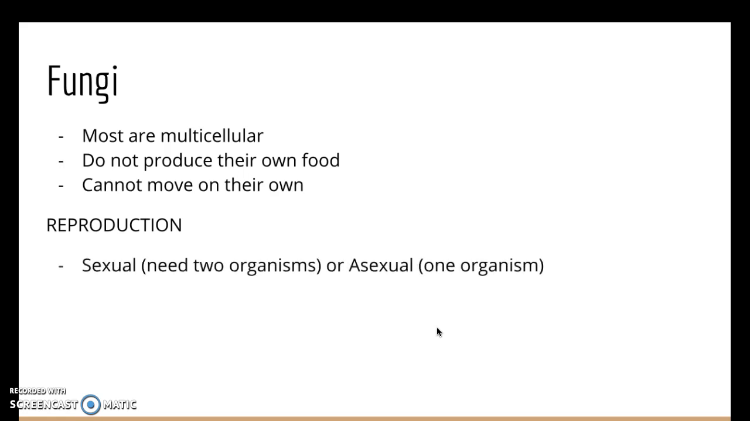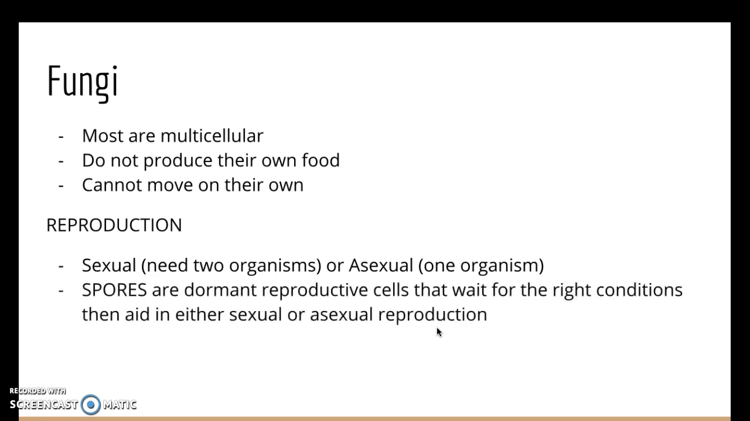So fungi can reproduce one of two ways: sexually, which means they need two organisms for that to happen, or asexually, where only one organism is needed. For fungi to reproduce, they create something called spores, and they're dormant, or not active, for a long period of time. These are reproductive cells, and when the conditions are just right, these spores will aid in either sexual or asexual reproduction, depending on the type of fungi that we're talking about.